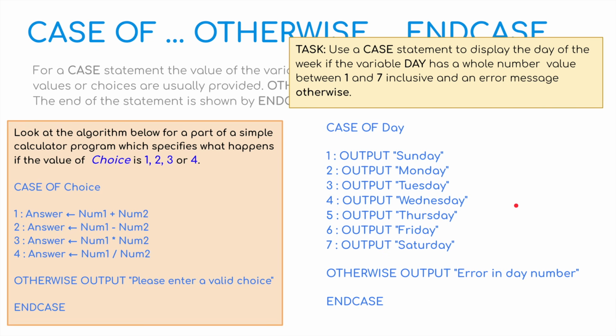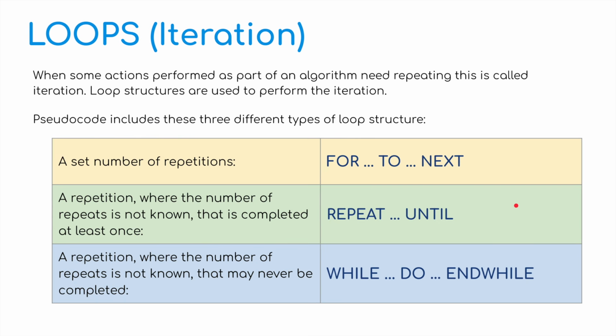And end the case. We're then going to move on to loops, and we've got 3 different ways of showing loops. Basically, if you've used Python before, you'll know about the for loop and the while loop, and this is how we're going to write these in pseudocode.